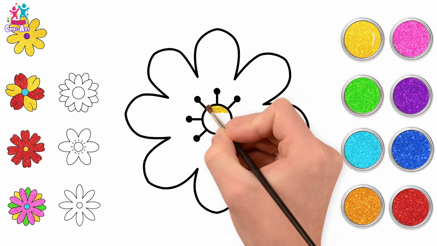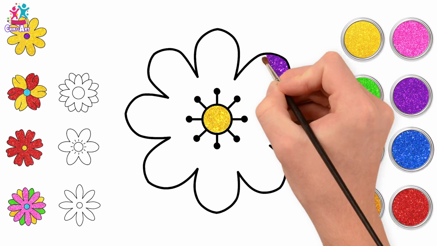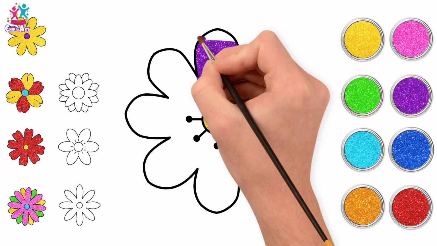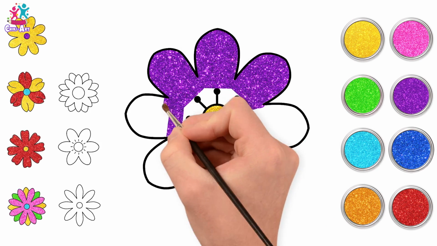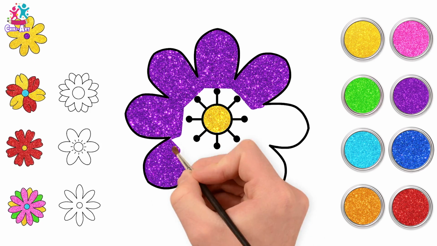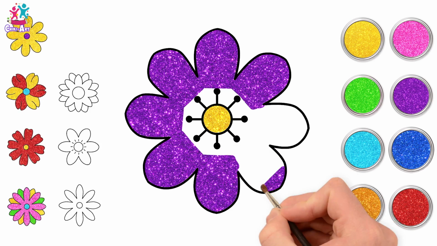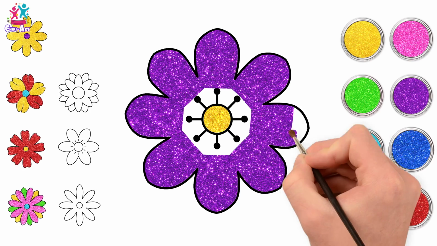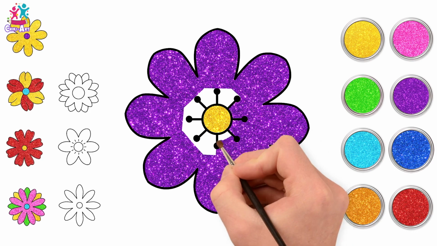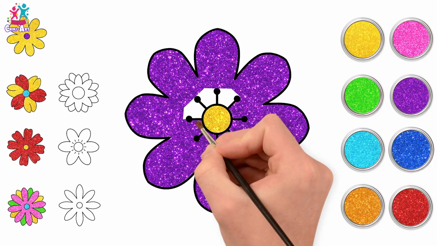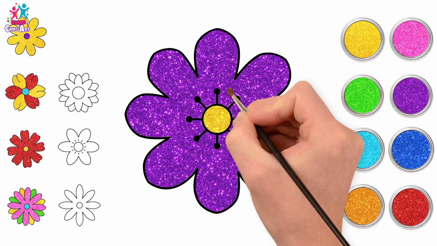Let's go for yellow for the centre of this one, and some purple on the outside. So it's like a backwards version of our first flower, which was yellow petals and purple inside. Let's carefully paint around our detail. There! Lovely.